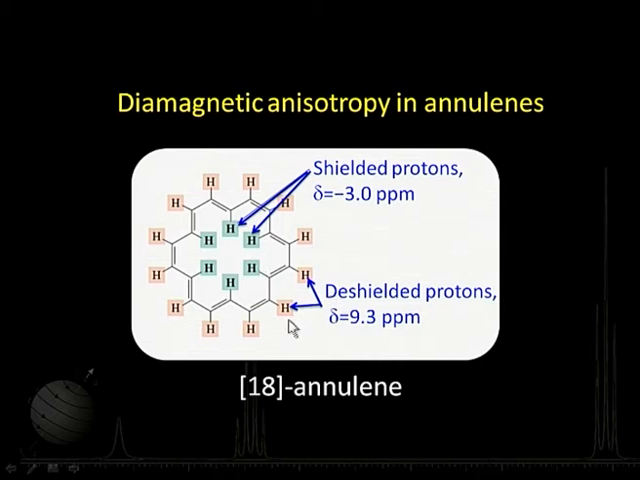On the other hand, the protons on the periphery here, which are shaded in red, are highly deshielded; they are observed at 9.3 ppm. Same molecule, 2 sets of protons observed at the 2 extremes of the spectrum. This is a manifestation of aromaticity here.